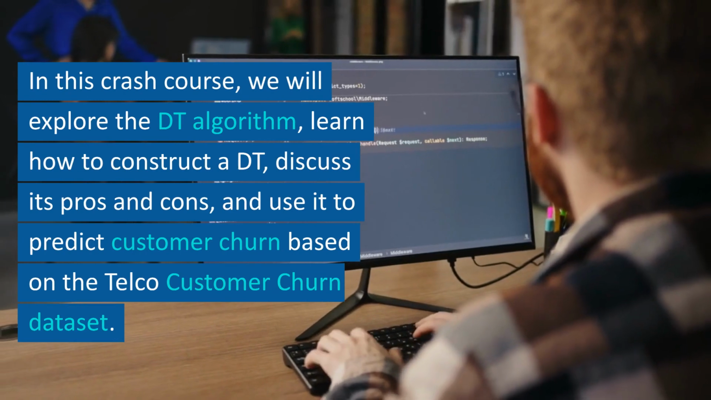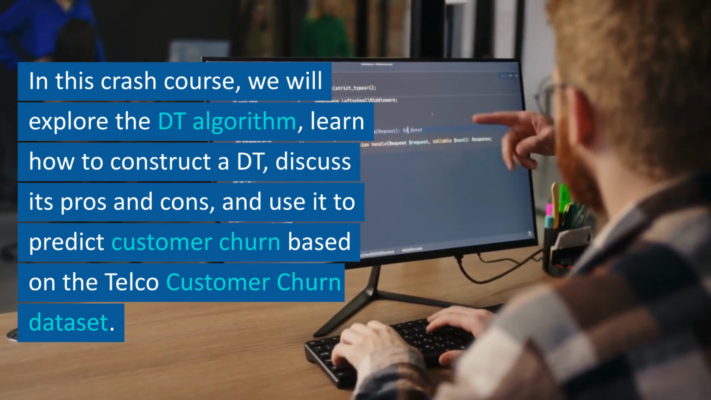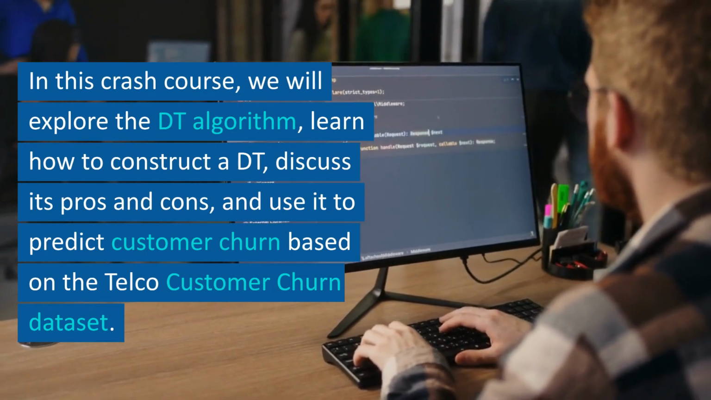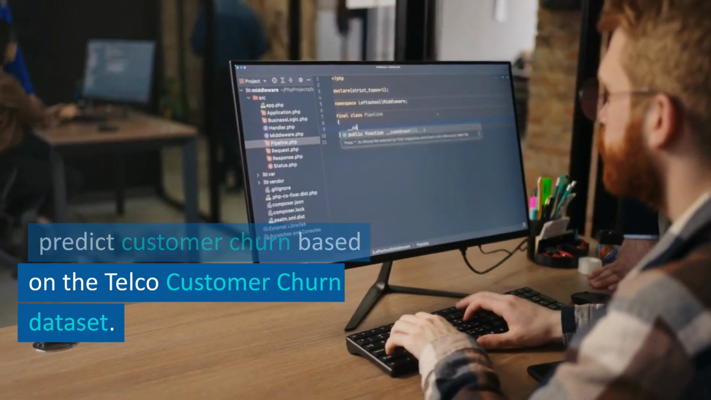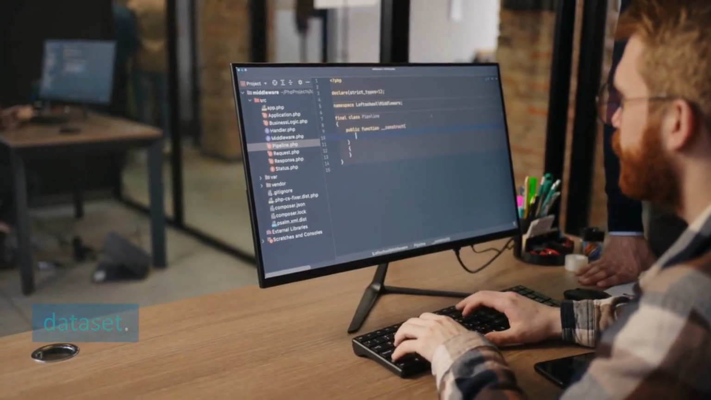In this crash course, we will explore the DT algorithm, learn how to construct a DT, discuss its pros and cons, and use it to predict customer churn based on the Telco Customer Churn dataset.